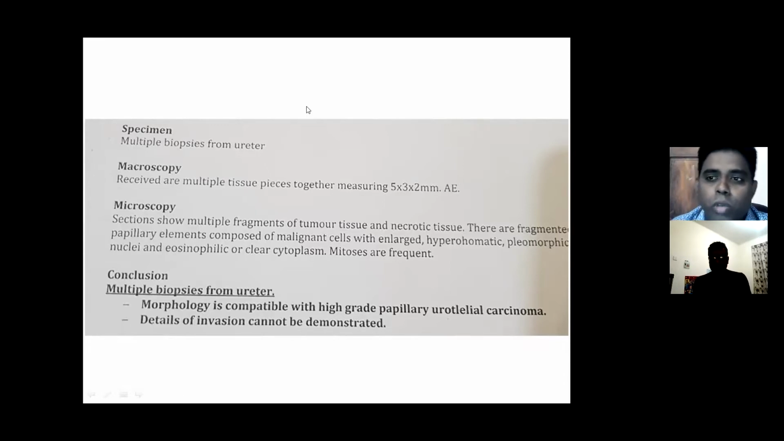So what are you going to do now? So ideally speaking, this patient is having a high-risk tumor at the PUJ. So again, it should come out with the MDT decision. Probably he will need a right side radical nephroureterectomy with removal of the kidney, ureter and the bladder cuff.